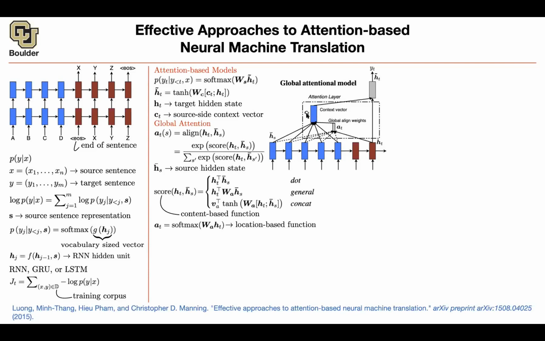So we know how to form CT, we know how to form AT, we know what is HT. They are coming out of these red boxes. And then in the end, you're going to do your prediction. So is everything clear with global attention?